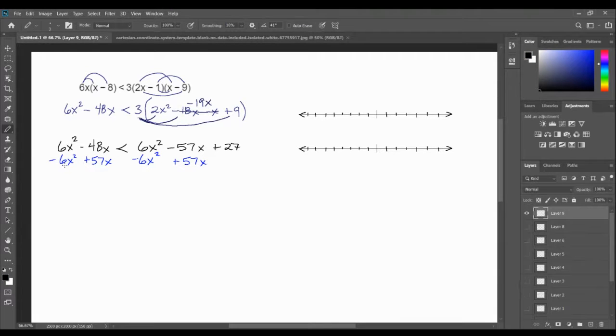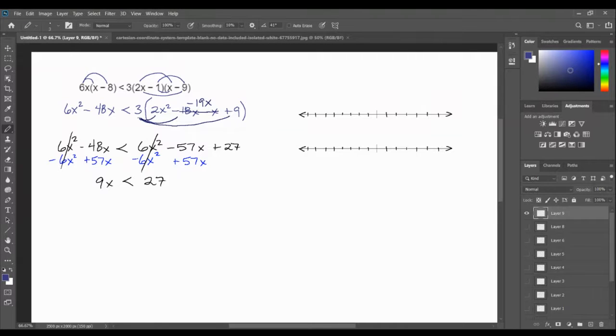Six x squared minus 6x squared is 0, so both of those are going to cancel out, which is nice. Negative 48 plus 57 looks like 9x. That'll be less than 27.